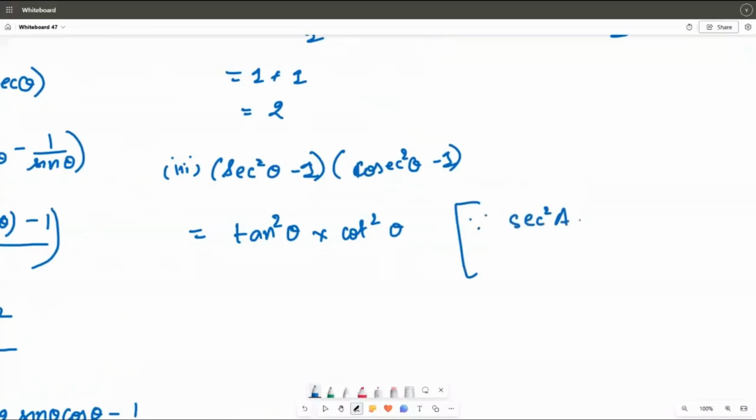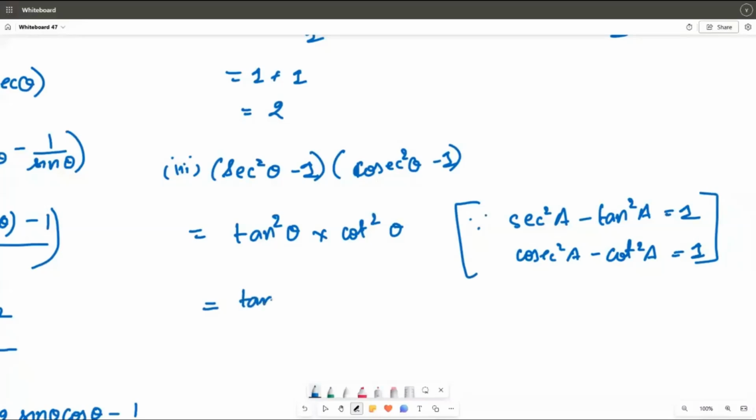Secant square A minus tan square A is equal to 1, and the other one is cosecant square A minus cot square A is equal to 1. So from these two formulas, secant square theta minus 1 is equal to tan square theta and cosecant square theta minus 1 is equal to cot square theta. And tan and cot are reciprocal to each other. So cot square theta would be 1 by tan square theta. These both will get cancelled and the answer we get is 1.